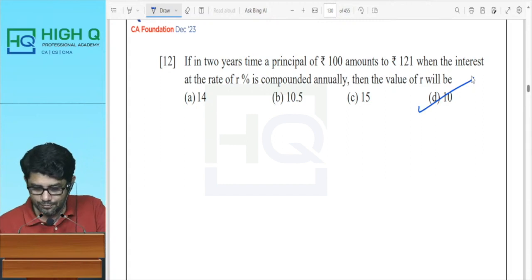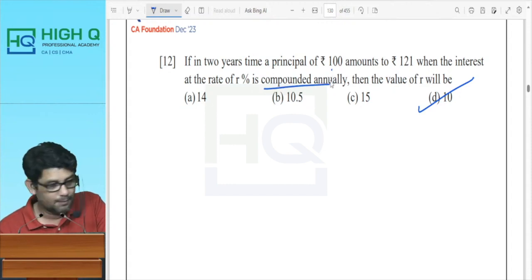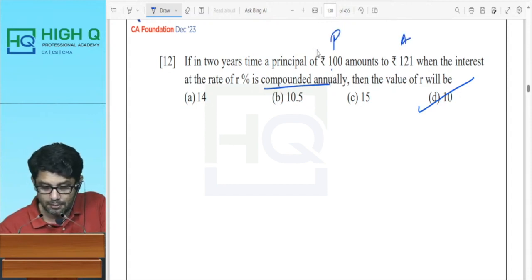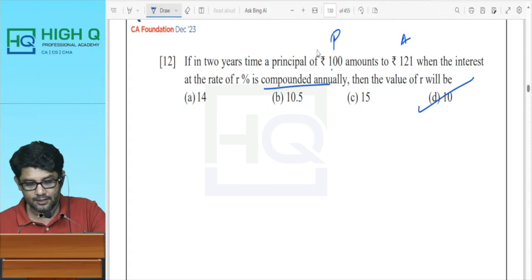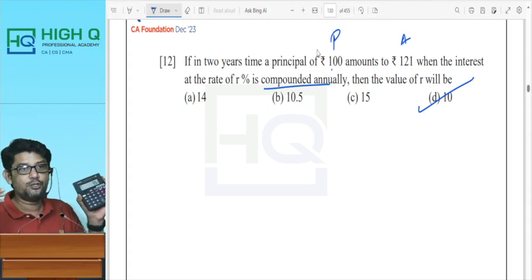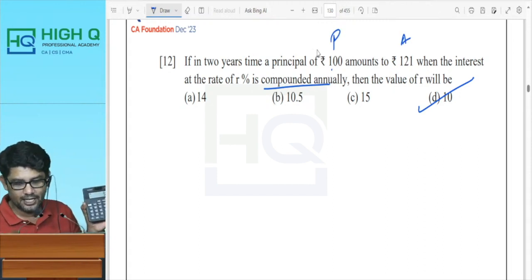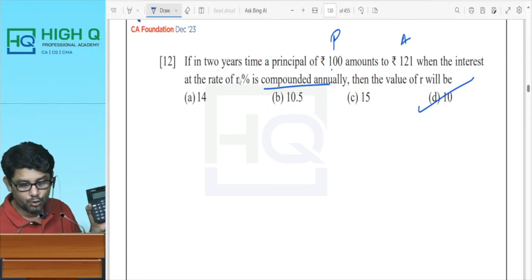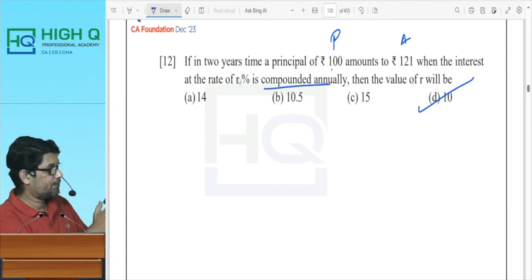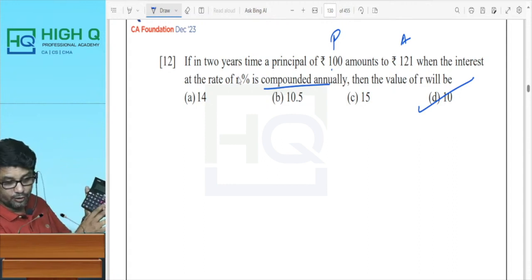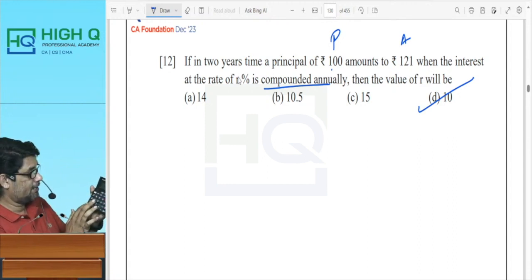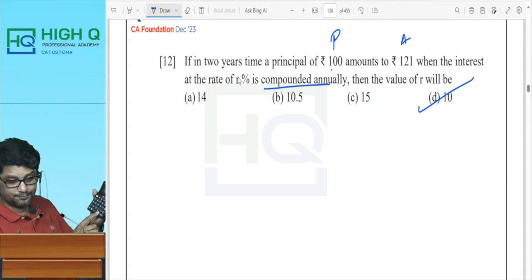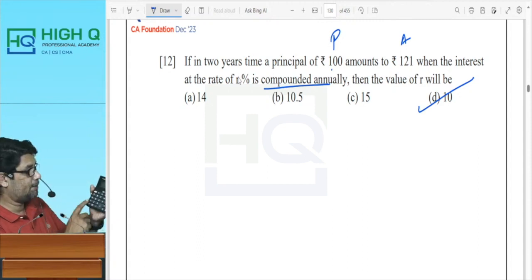Now listen here. 100 becomes 121, compounded annually, compound interest. This is my amount, this is my principal. See, listen here. I use the trial and error method. For how many years? 2 years. First, I am taking option A, 14%. 100 plus 14% plus 14%. Not coming, not coming. Next one, 15 also. For example, 10: 100 plus 10% plus 10%.